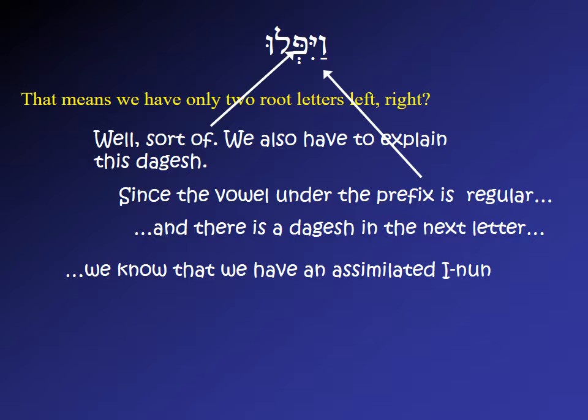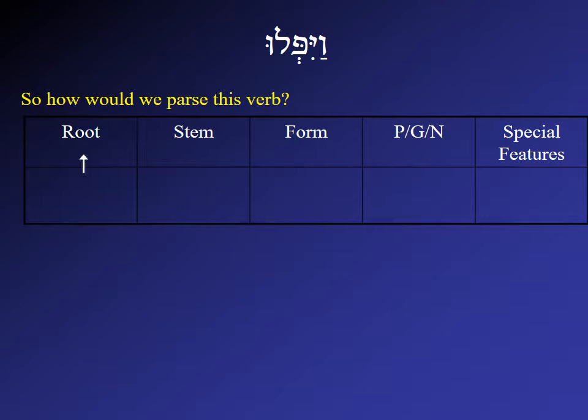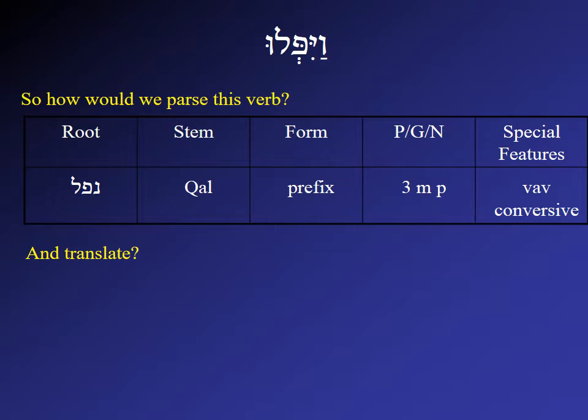So in fact, there is not a root letter missing. It is just a nun that has assimilated into the pe. So our root, nafal, stem kal, prefix, third masculine plural, vav conversive. Translated vayipalu, and they fell.